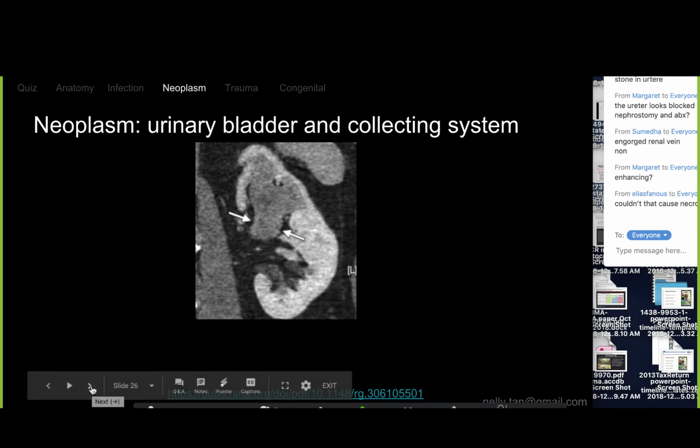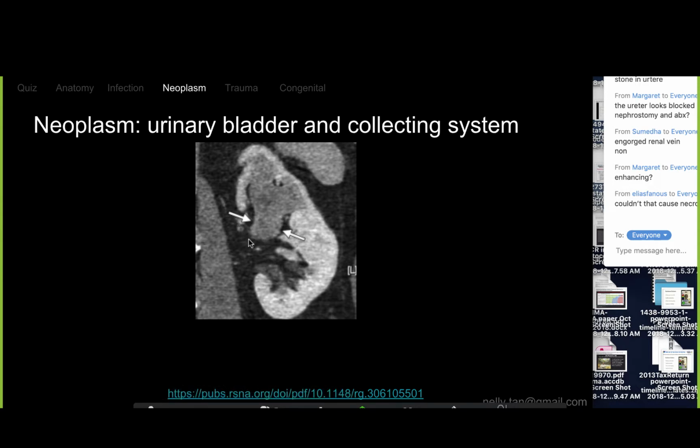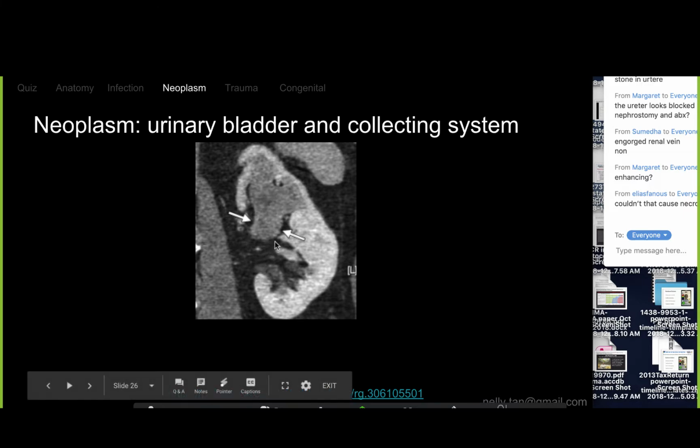Moving on to more of the collecting system tumors. We talked about kidney cancers. Now we're going to talk about urothelial tumors. Urothelial tumors are usually transitional cell carcinomas, and it can happen anywhere along the urothelial lining.